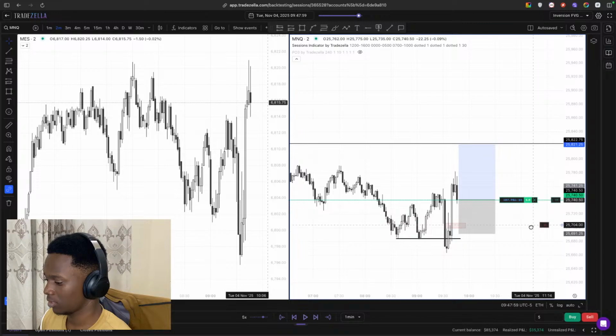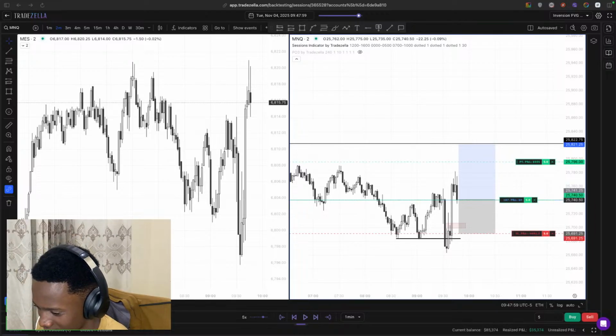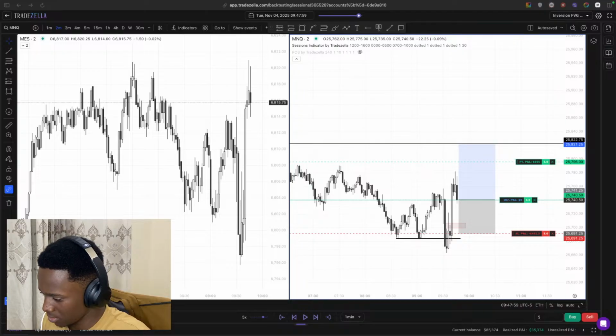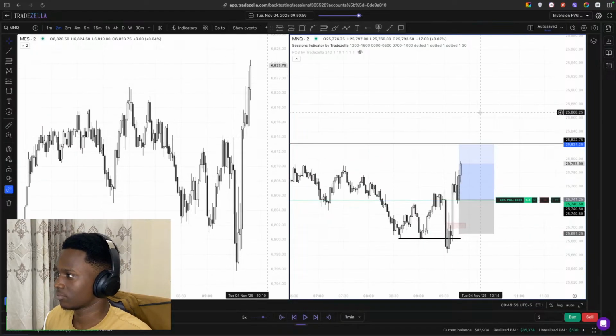Okay, so the SL will be at this low here, and take profit will be at the high here. I think take profit will be at this high here. Now let's just wait and see what just happened.